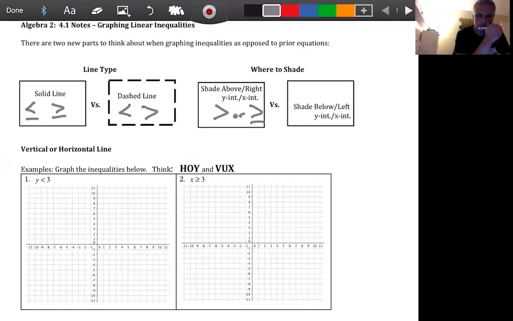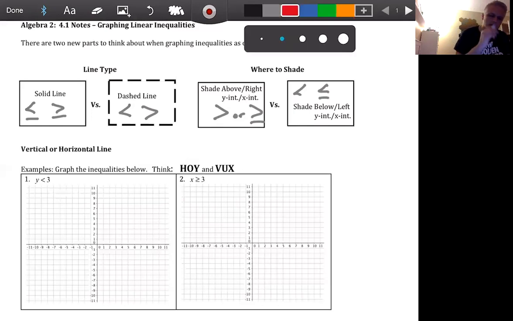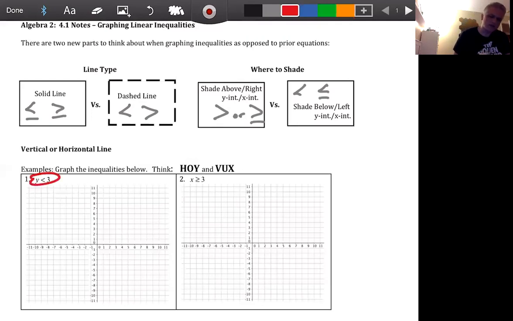If it's less than or equal to, we will be shading below or to the left. So below the y-intercept, to the left of the x-intercept. And hopefully it'll be clearer after we do a couple of these questions. We'll start with vertical and horizontal lines. Now, y is less than 3. We're going to graph this inequality.